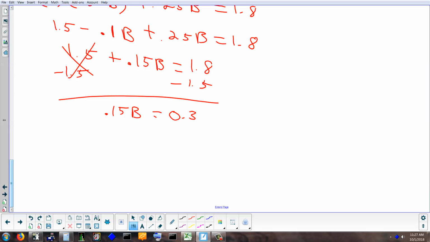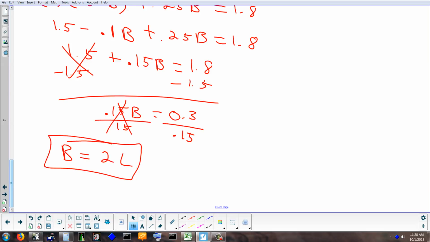And my last step to get b by itself. Yeah. Divide by 0.15. And what's 0.3 divided by 0.15? 2. So we need 2 liters of solution B. And how many liters of solution A would we need?